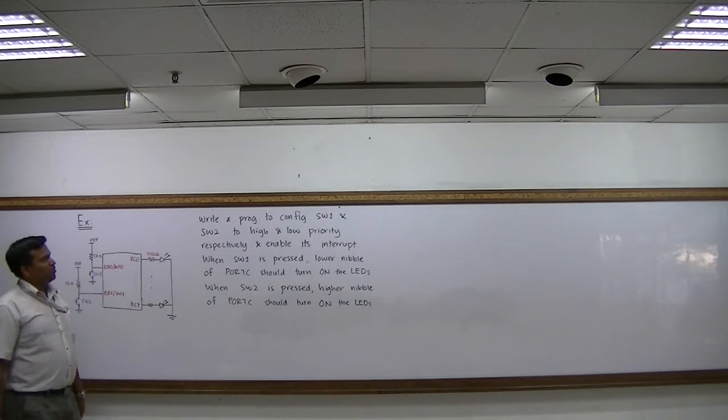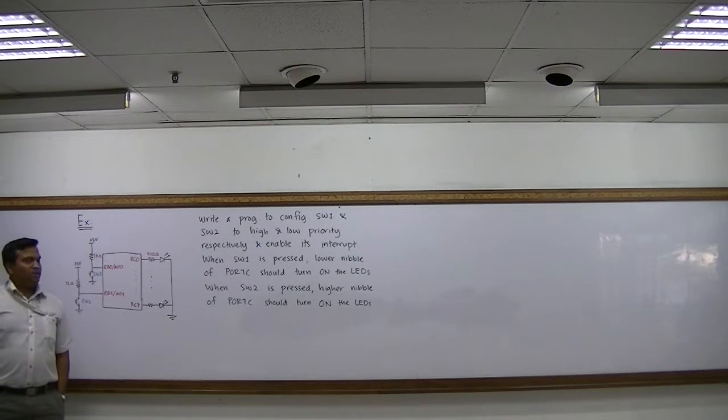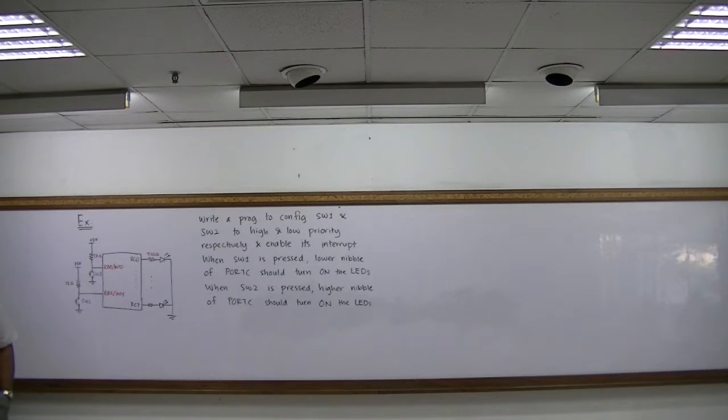Write a program to configure switch 1 and switch 2 to high and low priority respectively, and enable their interrupts. When switch 1 is pressed, the lower nibble of port C should turn on the LEDs, whereas when switch 2 is pressed, the high nibble of port C should turn on the LEDs.